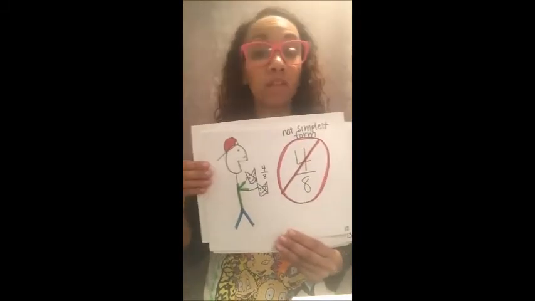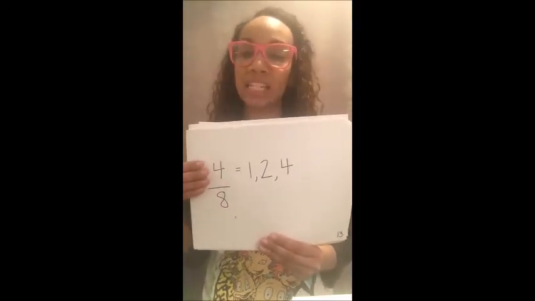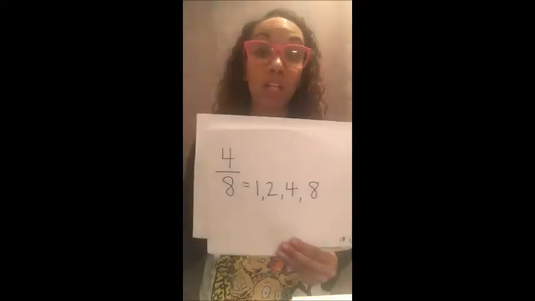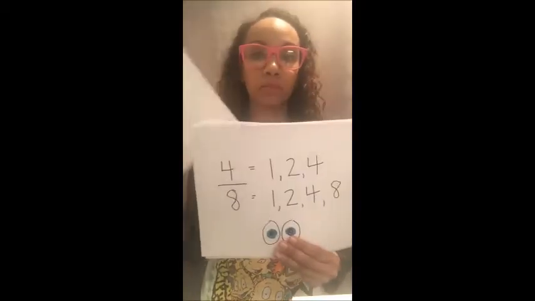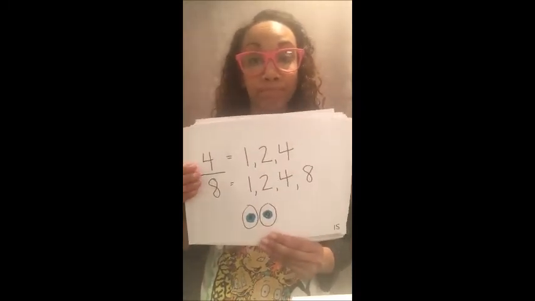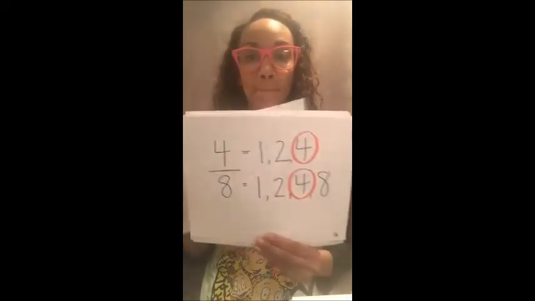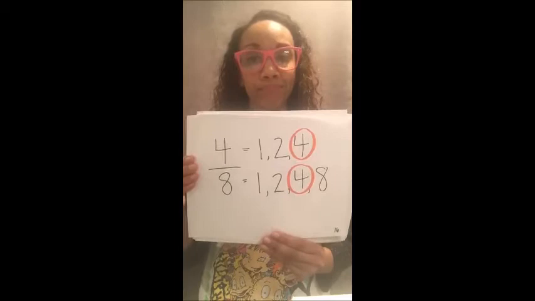First, let's list the factors of 4. We got 1, 2, 4, and then there's no more. Then let's list the factors of 8. We got 1, 2, 4, 8, and that's it, mate. Now we compare our factors and look for what they have in common besides 1. We want the greatest factor, so the biggest number, son. The greatest common factor of 4 and 8 is 4, kids. So divide 4/8 by 4 and find out what simplest form is.